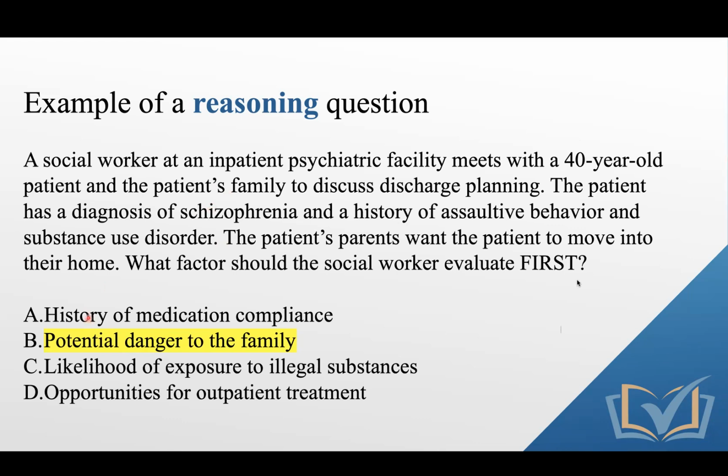History of medical compliancy. There's no indication in the stem that there's an issue with medical compliancy. So A is not my answer. And then we have C and D. C and D are not my answers because they don't address the potential danger for the family, right? The client is at risk, he's a safety concern, and also my family's a safety concern. So my main focus in this question should be that safety concern. And how do I address the safety concern within the family unit? And the only one that addresses the family unit and my safety concern is B. So B is my answer.